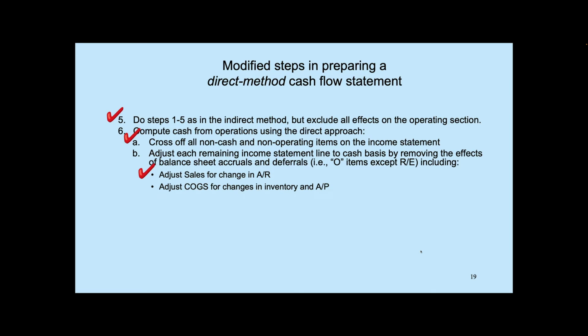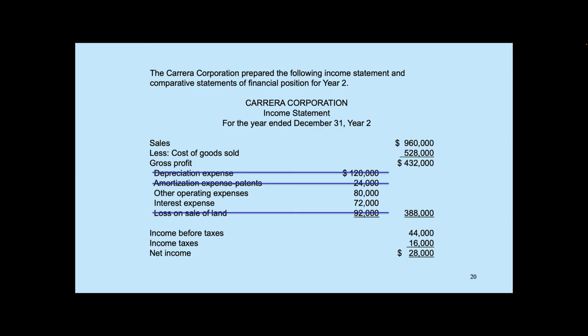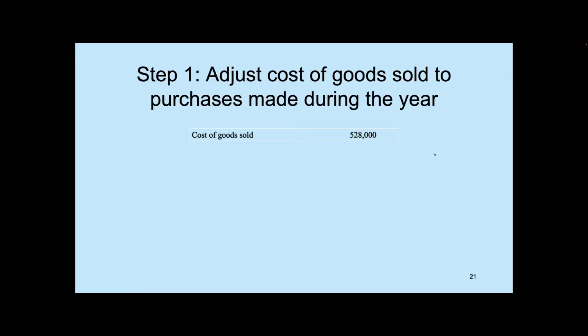Now let's take a look at cost of goods sold, and we're going to adjust it for changes in inventory and changes in accounts payable. So we start with our cost of goods sold, $528,000, and we're going to adjust it to get to purchases made during the year. So first thing we're going to do is we're going to say, well, during the year, we started out with cost of goods sold, and that could include beginning inventory that we bought in a prior year.